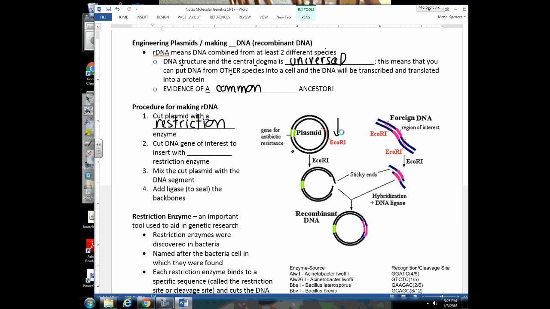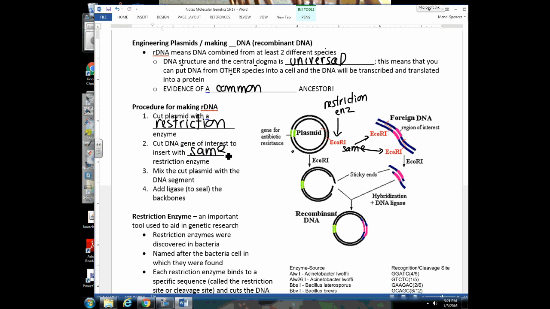Here's an example of a restriction enzyme. Now, we're going to cut the plasmid with this restriction enzyme, but we have to cut out the gene from the other organism with the same restriction enzyme. That's very important.